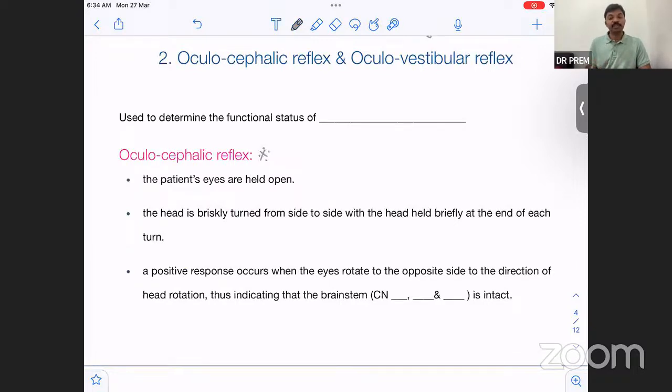Why are we doing these two tests? Both these reflexes are done to evaluate the intactness of the brainstem. Please remember, we are not at all evaluating the cerebral cortex. We are not evaluating cognitive functions. We are not evaluating motor cortex or sensory cortex or limbic cortex or thalamus or hypothalamus, absolutely nothing. The oculocephalic reflex and oculovestibular reflex are used only to evaluate brainstem intactness.